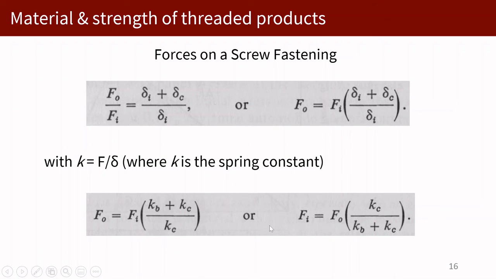Okay, so further we transform this. F sub I can also be computed from this equation. It is derived from the previous equation by manipulating it. So F sub I equals F sub O times K sub C over the sum of K sub B plus K sub C. Now, we have another expression which is more applicable in the real world, or more practical.